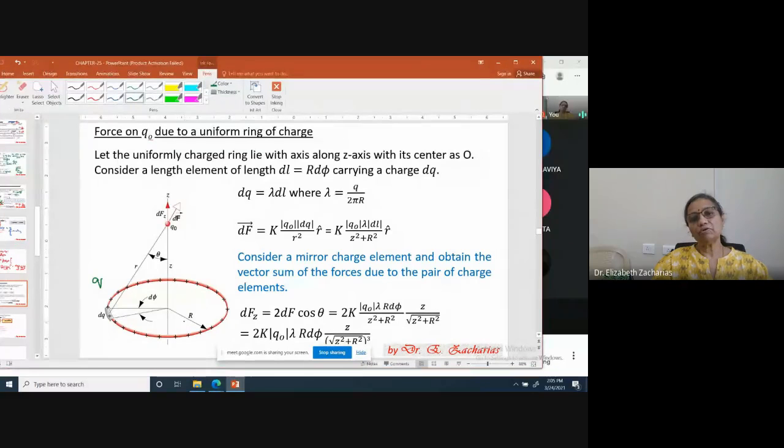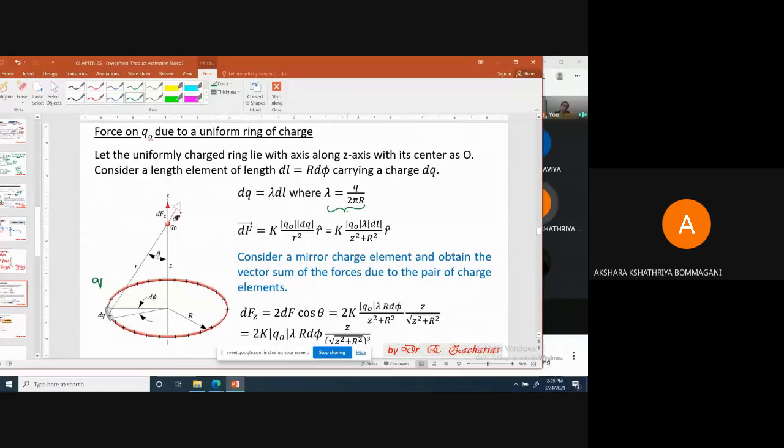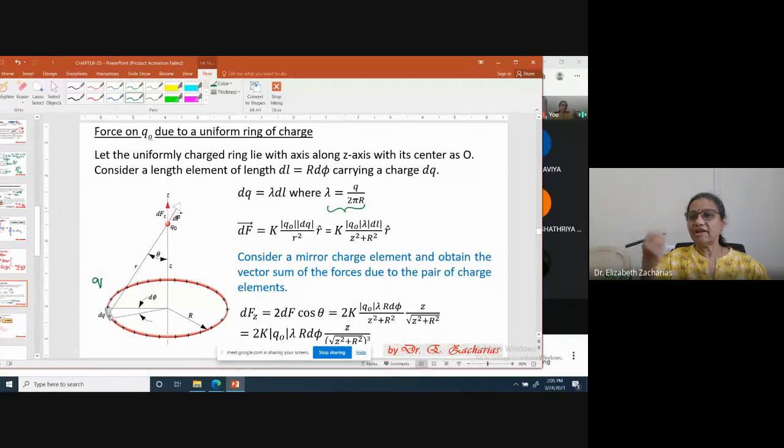So what is the first thing you will do? You will write your charge distribution: total charge divided by the length. Why did I write 2 pi r here? Why did I put 2 pi r? The circumference of the circle. So that's the length. The length of a circle is 2 pi r. So lambda equals q by 2 pi r. Next, as usual, you have to take a small length element.